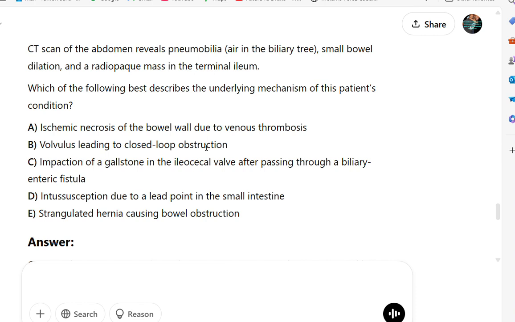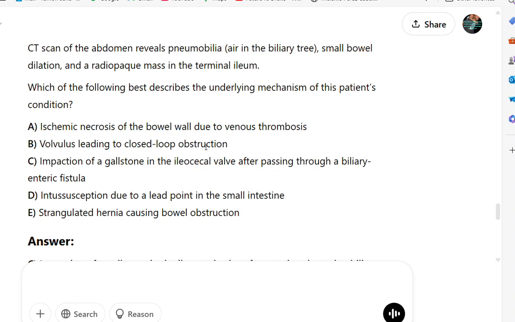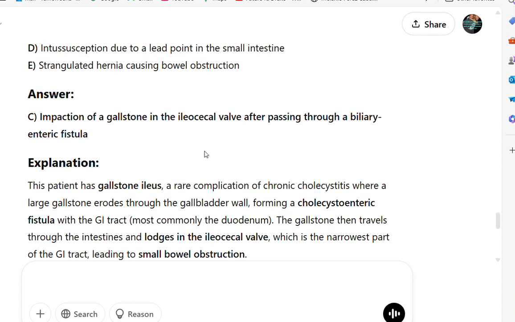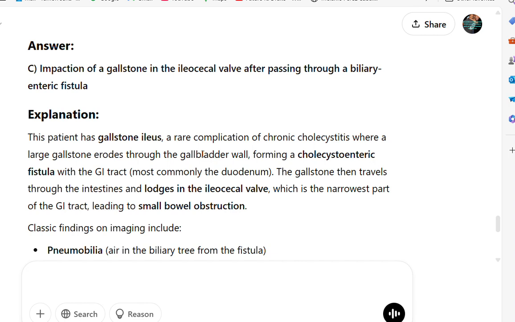The answer is C. Impaction of a gallstone in the ileocecal valve after passing through a biliary enteric fistula. Explanation. This patient has Gallstone Ileus, a rare complication of chronic cholecystitis where a large gallstone erodes through the gallbladder wall, forming a cholecystoenteric fistula with the GI tract, most commonly the duodenum.